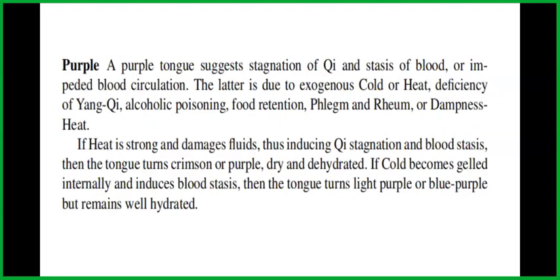The latter is due to exogenous cold or heat, deficiency of yang qi, alcohol poisoning, food retention, phlegm and rheum, or dampness heat. If heat is strong and damages fluids, thus indicating qi stagnation and blood stasis, then the tongue turns crimson or purple, dry and dehydrated. If cold becomes gelled internally and induces blood stasis, then the tongue turns light purple or blue purple, but remains well hydrated.